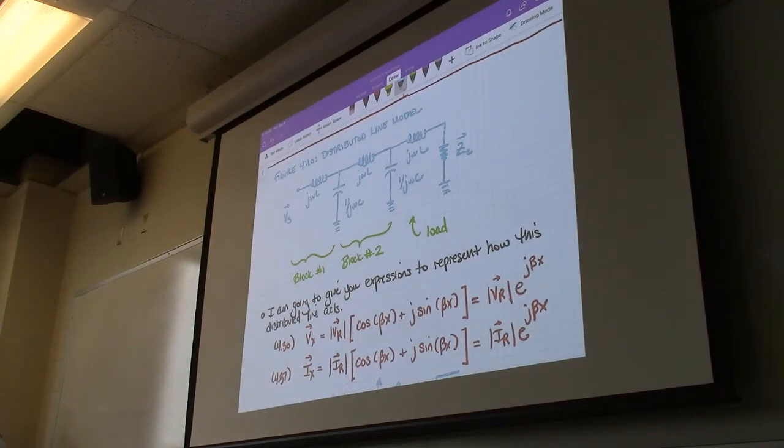Okay, so we're going to have to stop right there. We'll pick up next time with this distributed transmission line. We obviously have the quiz as well. The homework problem that we went over today is a really good one to take a look at. Prepare.